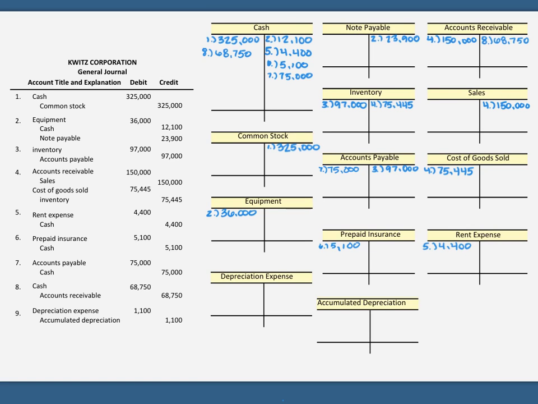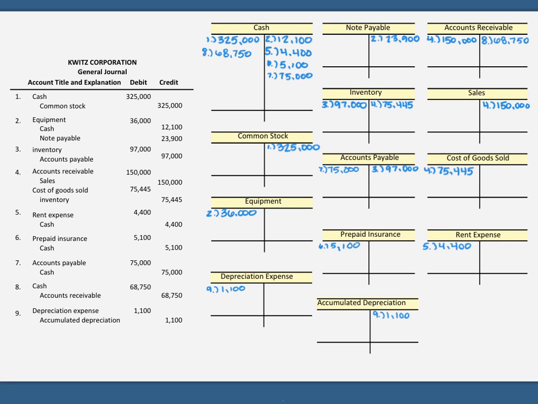In our last entry, we have depreciation expense 1,100, and then the credit to accumulated depreciation 1,100. So we'll post those. Our credit to accumulated depreciation 1,100. So after you've done that, you'll want to add up each of the accounts and find the difference. So take the total debits here for cash, your total credits here for cash, take the difference of the debits minus the credits, and that will give you your ending balance.